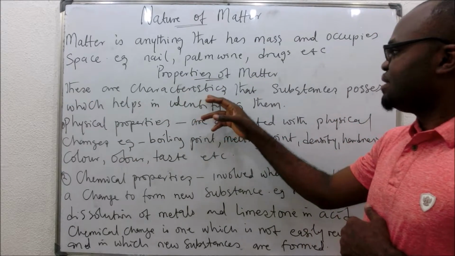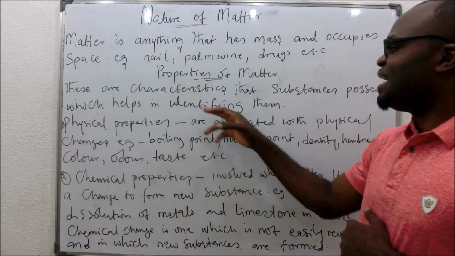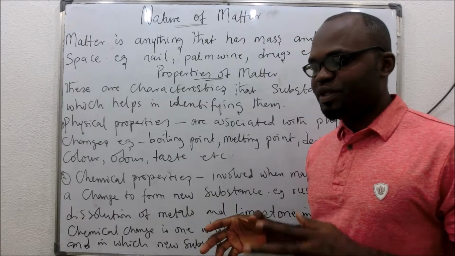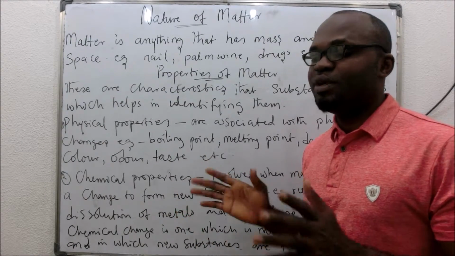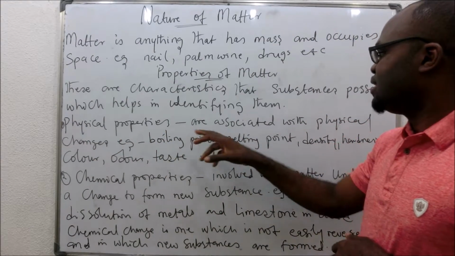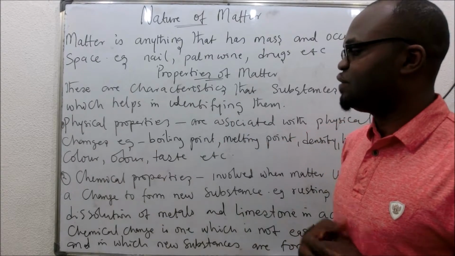Now we look at properties of matter. These are characteristics that substances possess which help in identifying them. You can actually differentiate between water and ethanol using their boiling points because they don't boil at the same temperature.